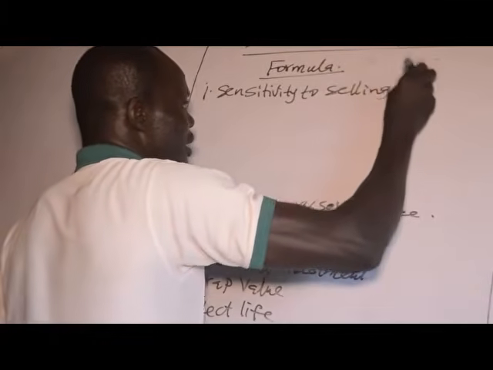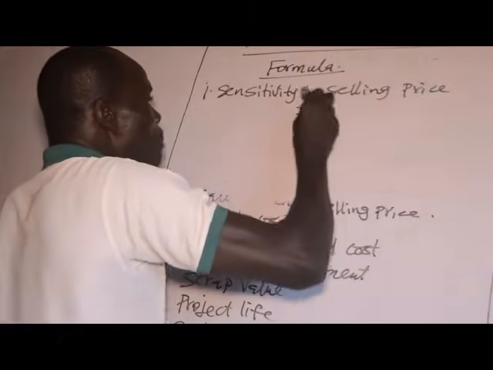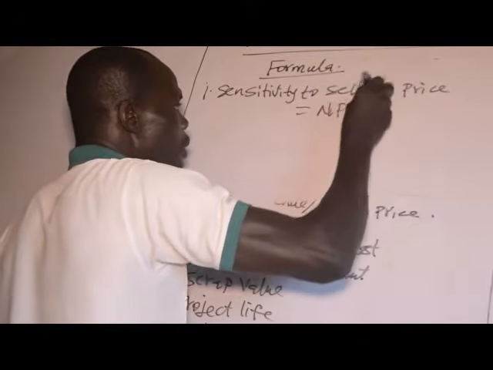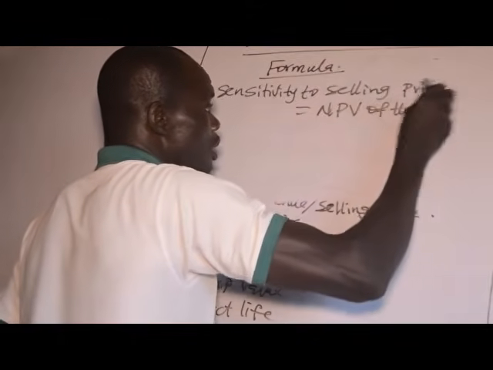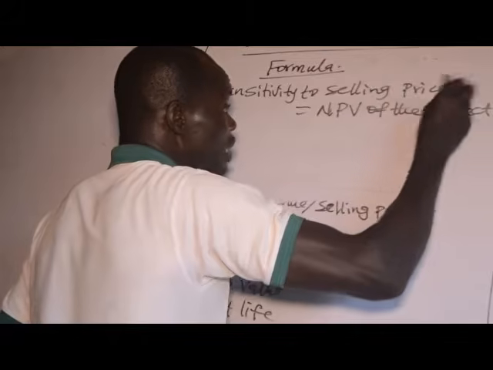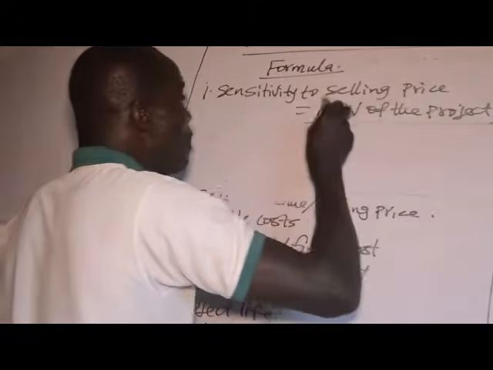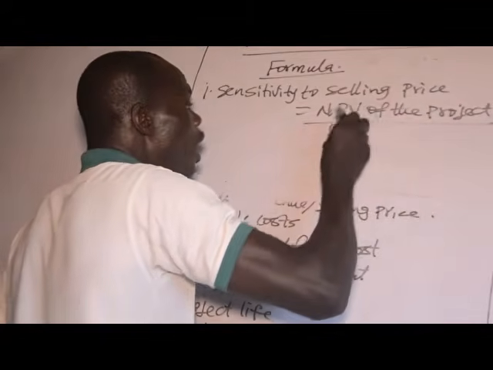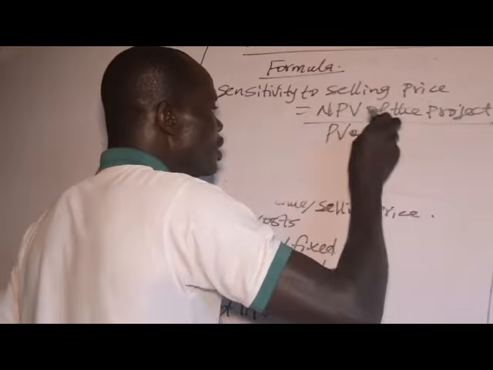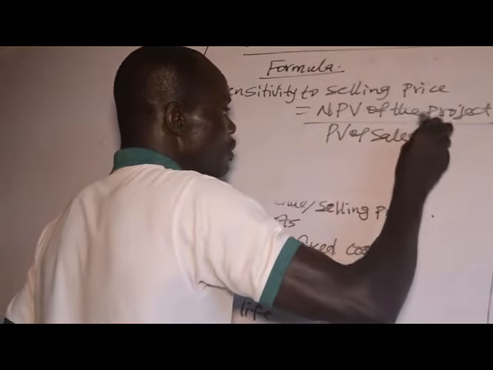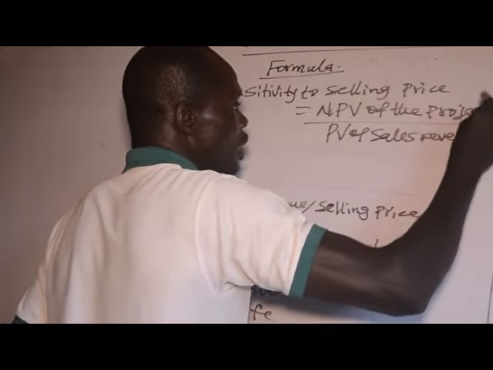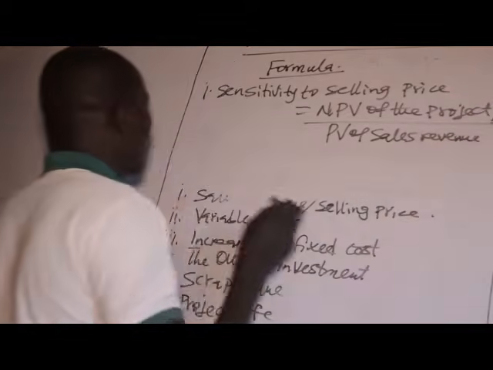Selling price. That will be the NPV of the project. That means you take the positive NPV over the PV of sales revenue times 100 over 1.